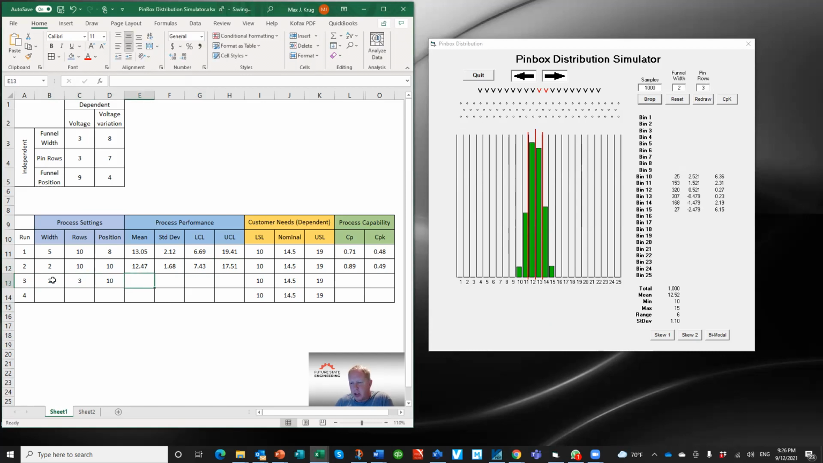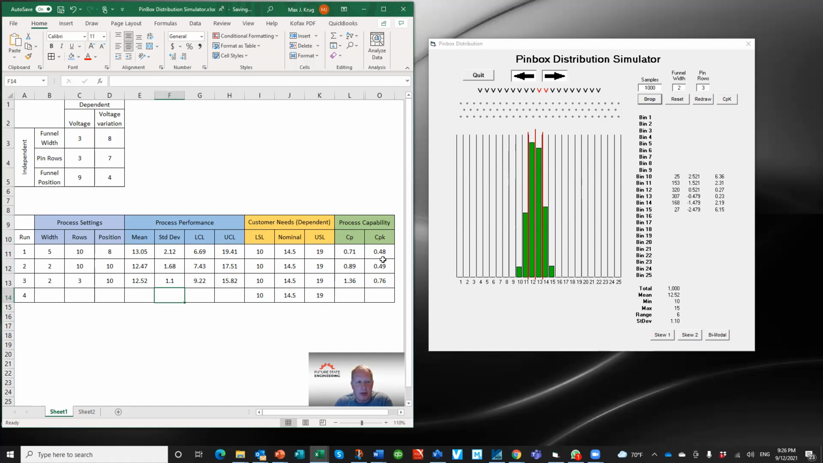And now my average is 12.52. My standard deviation is 1.10. Now I see my process capability has improved to 0.76. I'm still not capable, but I have the potential to be capable because my CP is now above 1.33. It's at 1.36. So now what this tells me is I have the potential to be capable, but I'm not centered. So I need to center the process.